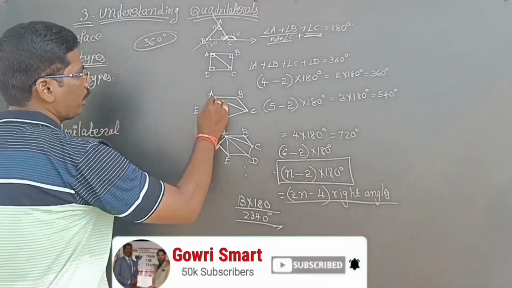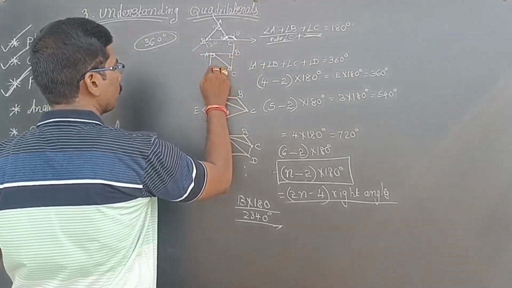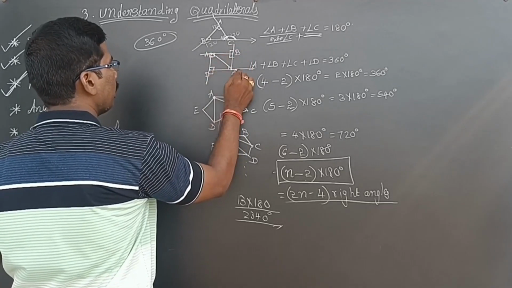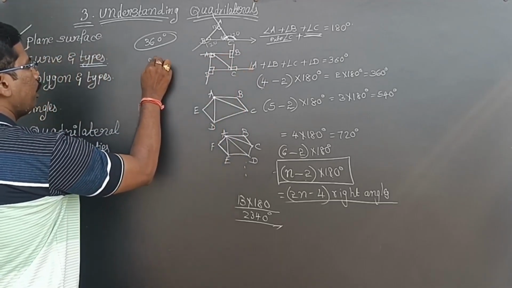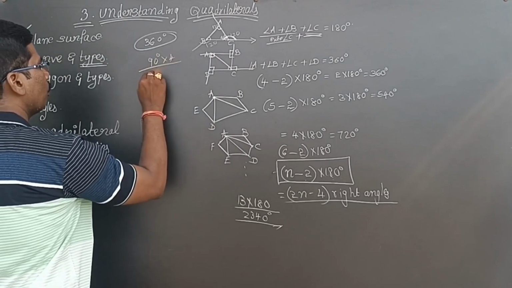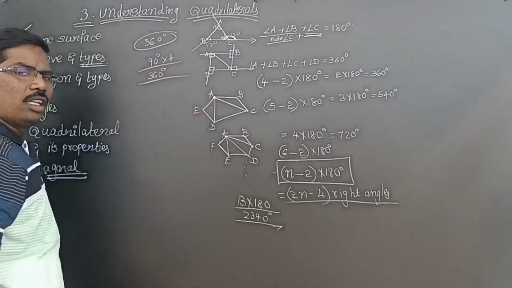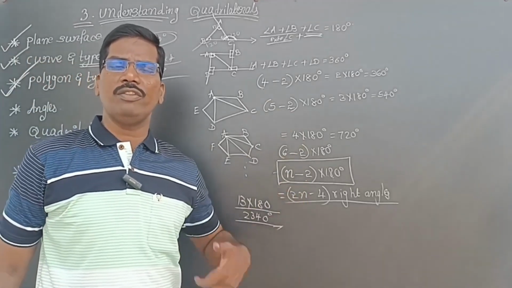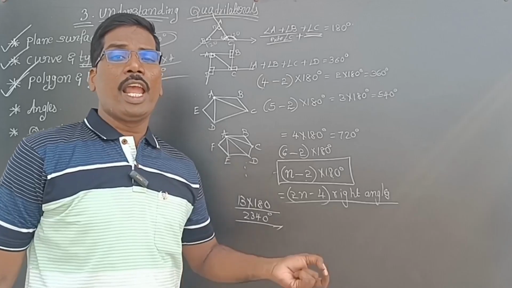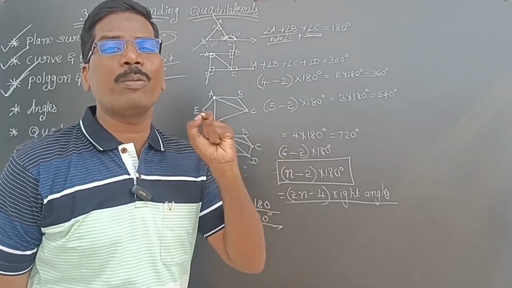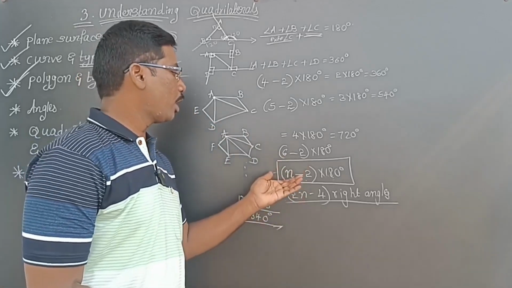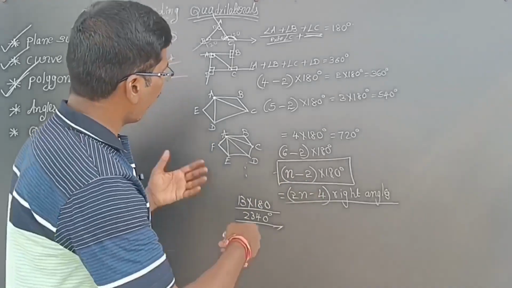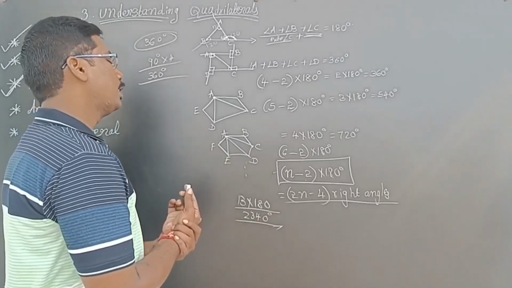360 degrees. Now in the square I will take. This is 90 degrees, this is 90 degrees, this is 90 degrees, this is 90 degrees. So 90 into 4, what did I get? 360 degrees. See, the exterior angle sum in the triangle is 360 degrees, in the square also 360 degrees, means the sum of the exterior angles of a regular polygon is 360 degrees. If you take any side, anything, you will get 360 degrees only.